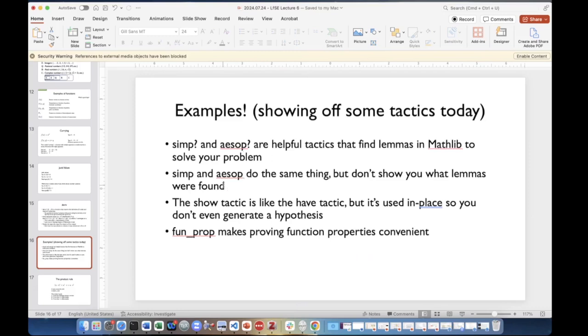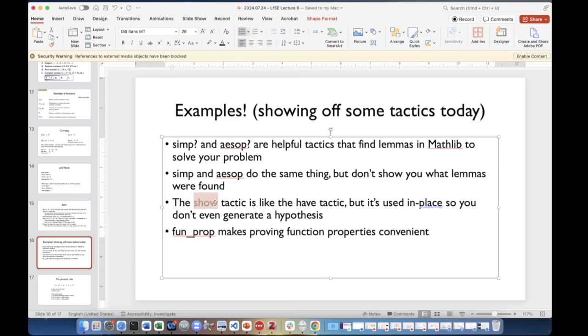You only need to run the result itself. So we'll also talk about the show tactic, and we'll also show the fun_prop tactic.